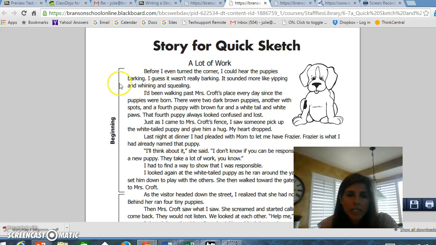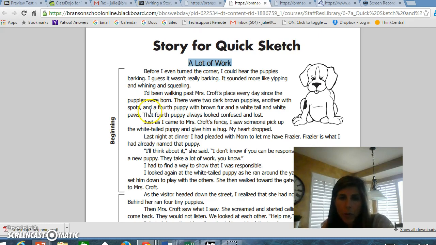So here we can see clearly our beginning. It's called A Lot of Work. That's the title. Before I even turned the corner, I could hear the puppies barking. I guess it wasn't really barking. It sounded more like yipping and whining and squealing. I've been walking past Mrs. Croft's place every day since the puppies were born. There were two dark brown puppies, another with spots, and a fourth puppy with brown fur and a white tail and white paws. That fourth puppy always looked confused and lost. Just as I came to Mrs. Croft's fence, I saw someone pick up the white-tailed puppy and give him a hug. My heart dropped. Last night at dinner, I had pleaded with Mom to let me have Fraser. Fraser is what I had already named that puppy.